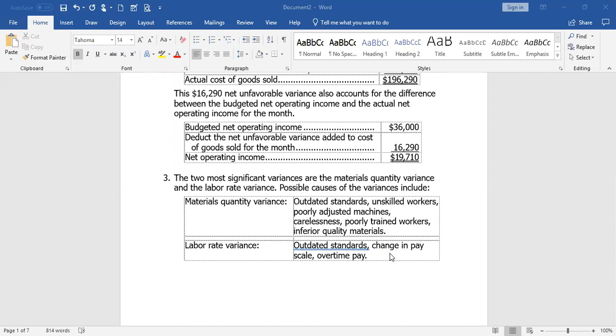So the variances give us an insight into problem areas, and then we take the next step and determine the why. What could have caused these unfavorable variances? And that's why we have flexible budgets, standard costs, and variance analysis.